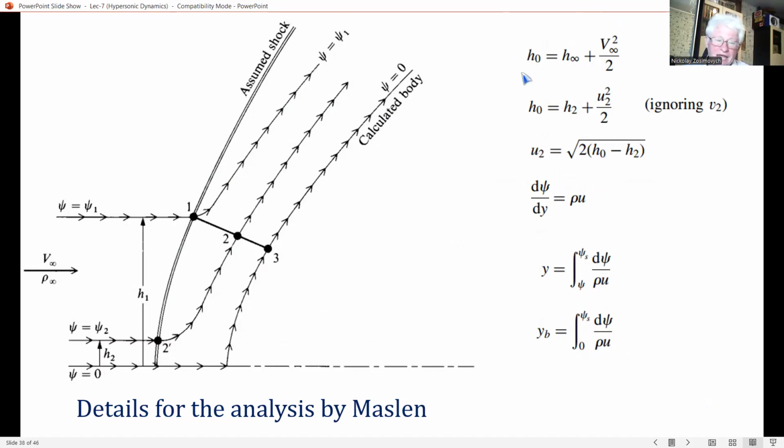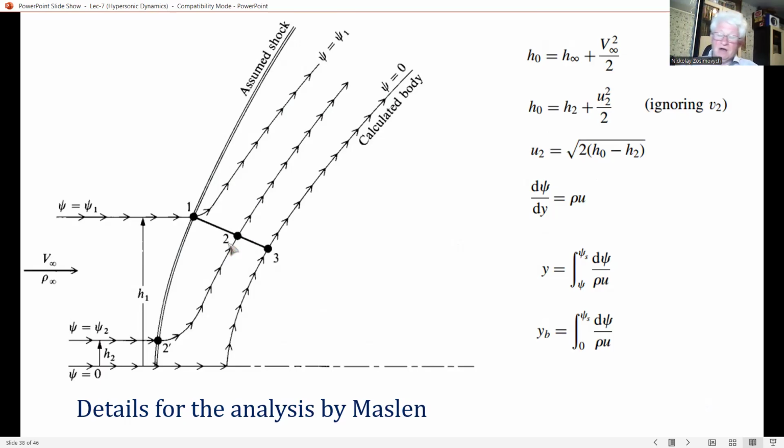H naught is the total enthalpy, which is constant throughout the adiabatic flow field. In turn, H naught will be proportional to H2 plus U2 squared over 2. Here we are ignoring V2. Or we may rewrite U2 as the square root of 2 times (H0 minus H2). All of the flow quantities are now known at our point 2.